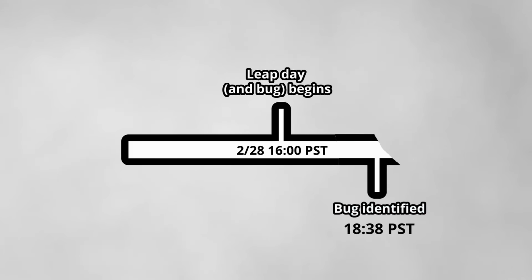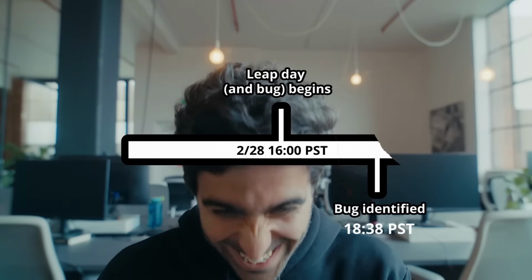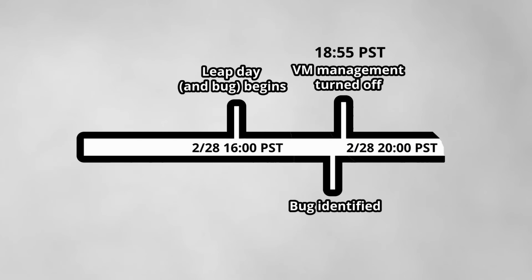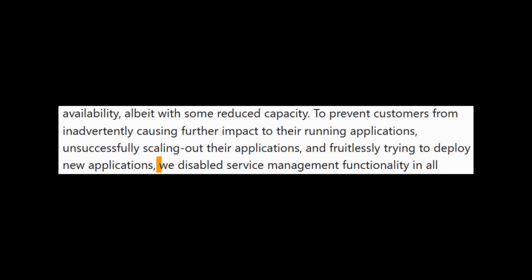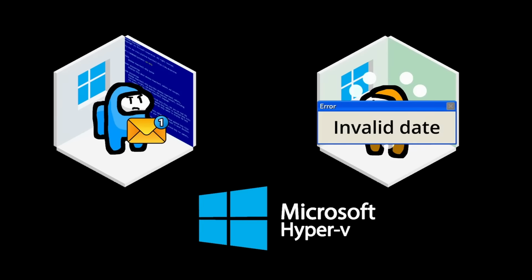By 6:38 p.m., the devs discovered and had a good laugh at the trivial leap day logic and the fact that they weren't going to sleep for the next 24 hours. By 6:55 p.m., the engineers disabled customer management of VMs, which prevented them from fruitlessly deploying, updating, or scaling their applications, as all these would trigger automatic service healing and make the issue worse.